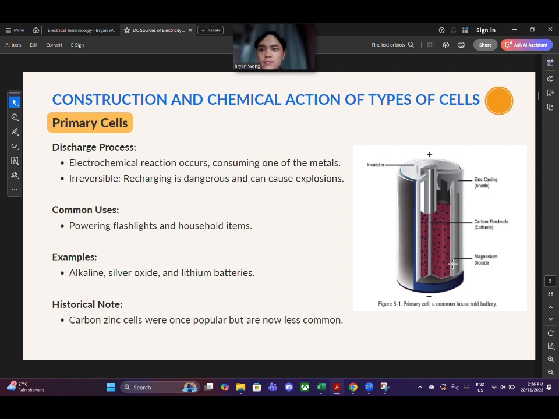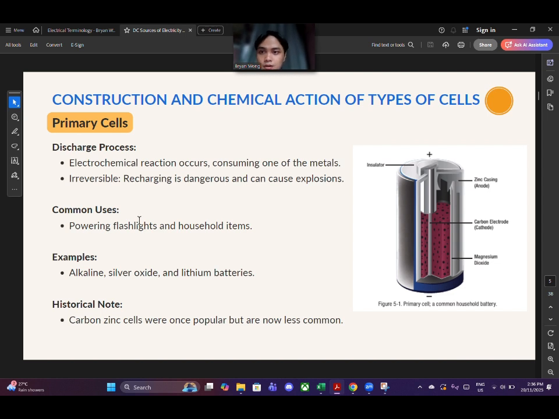The discharge process of a primary cell is as follows. An electrochemical reaction occurs consuming one of the metals. It is irreversible, meaning recharging is dangerous and can cause an explosion. That's the reason why it is called one direction, because it cannot be recharged. So it is irreversible and recharging is very dangerous for a primary cell.